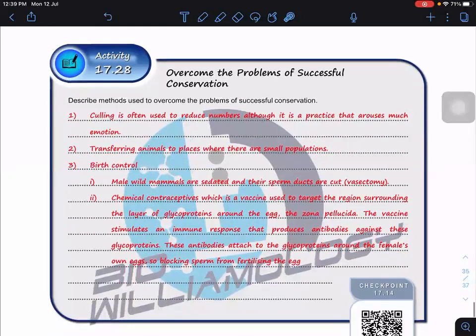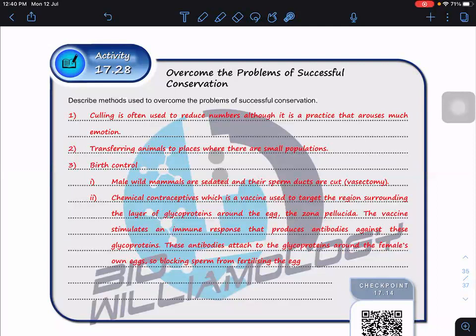To overcome the problem of successful conservation, the first way is culling. Basically, we kill them. It is a normal practice, but it will cause some emotions, because people will ask how you can kill the animal. We captively bred them already, and now you are going to kill them? This is one of the major issues when we talk about killing.